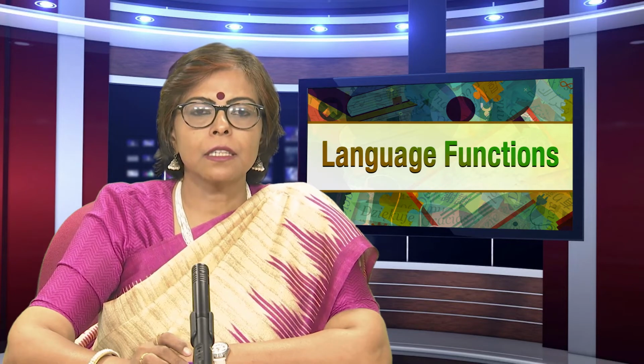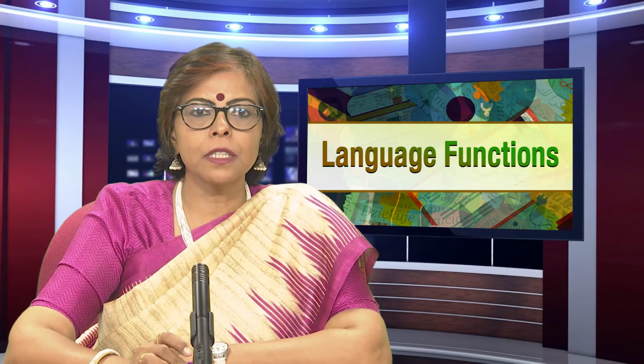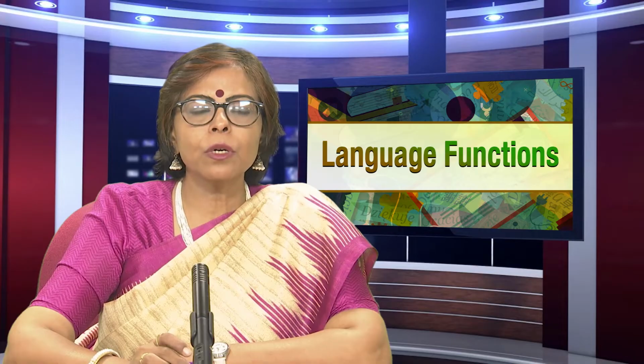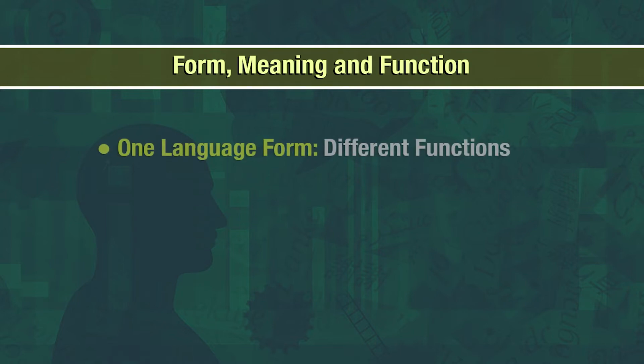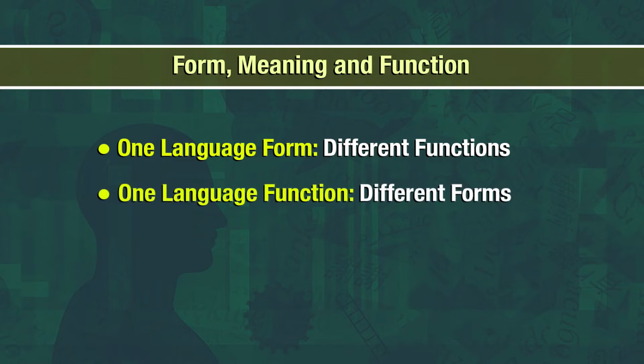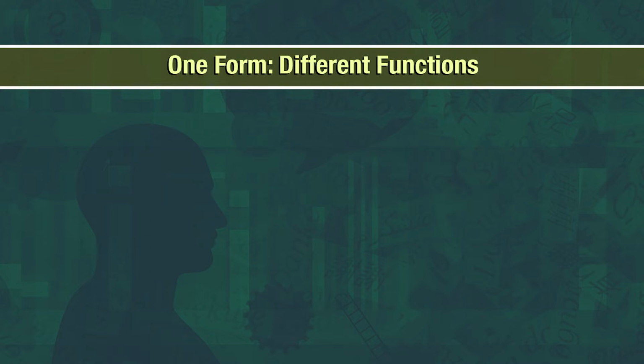In this session, we will be moving on further. We will continue to understand the relationship between form, meaning, and function by looking at how one language form serves different functions. And then we will go on to look at how one language function takes different forms. In the last session, we had a look at some vocabulary items, and just to give you some more examples, we will be looking at two words.